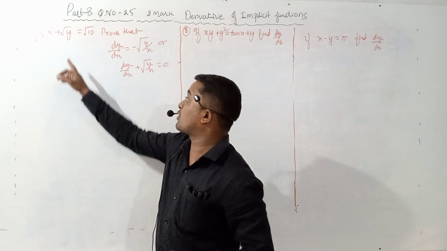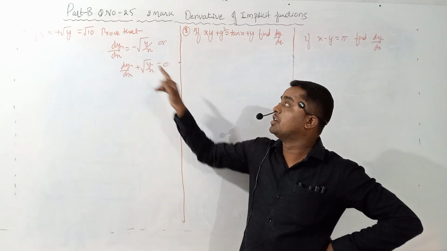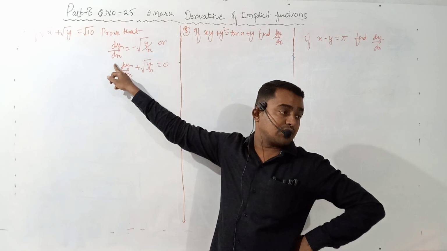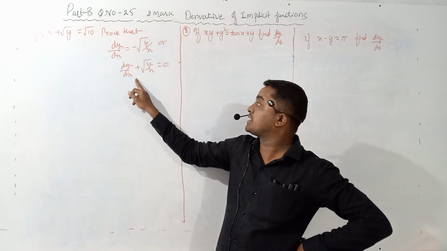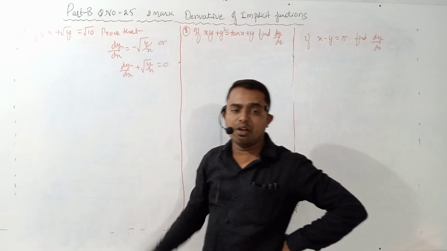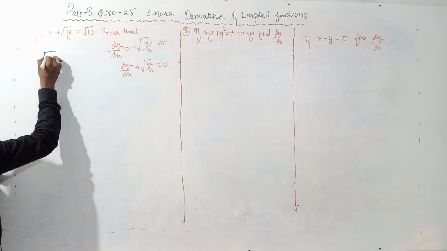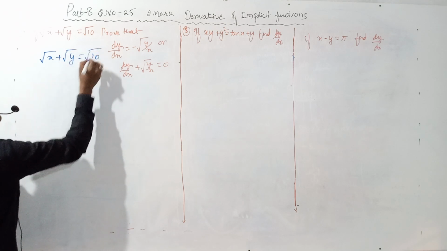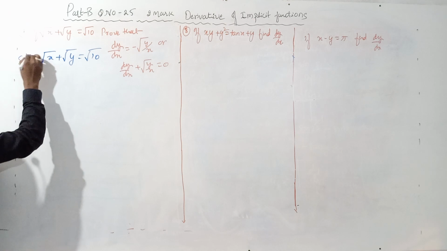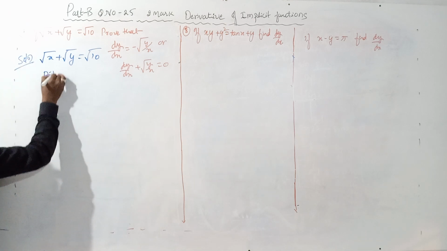So let us solve question number 7. If root x plus root y is equal to root 10, prove that dy by dx is equal to minus root of y by x, or dy by dx plus root y by x is equal to 0. So see your solution. Write the given function first. Root x plus root y is equal to root 10. Then differentiate with respect to x.